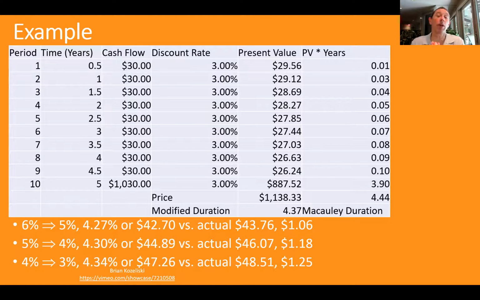And again, we see an error, but in general, we're saying that as we're in this premium bond, priced higher than par, as we lower the interest rates and further increase the value of that bond, the error term grows when we're using modified duration.